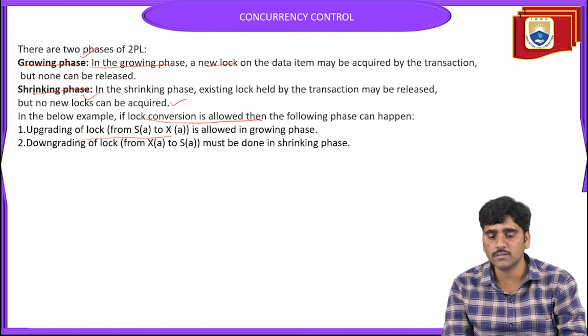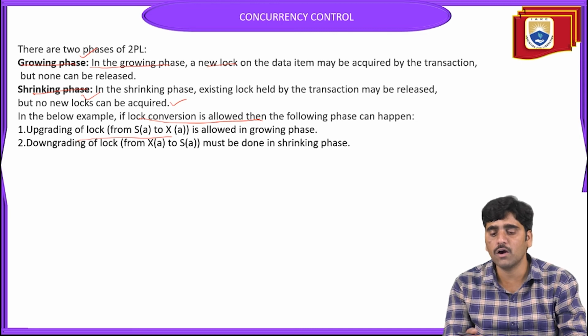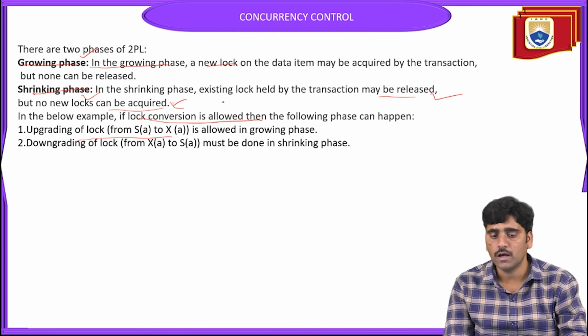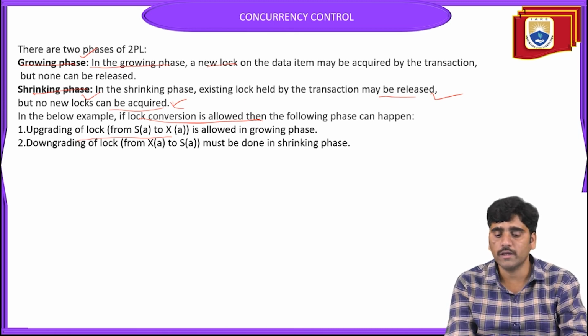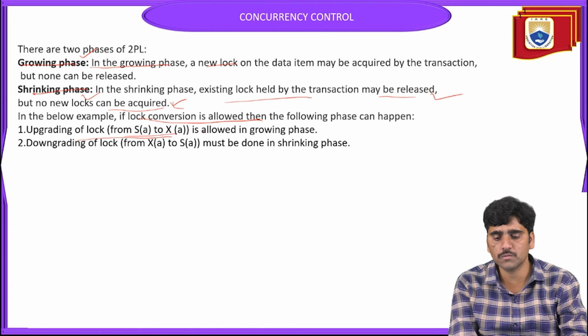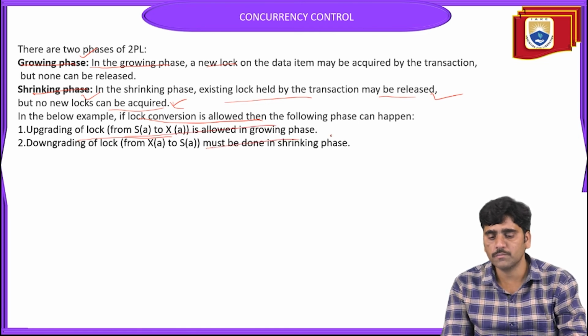But in the shrinking phase, existing locks held by the transaction may be released, but no new locks can be acquired. No new locks can be acquired. So it is not going to be waiting for new locks, but it is releasing the existing locks. So this is some conversion between the growing phase and the shrinking phase.